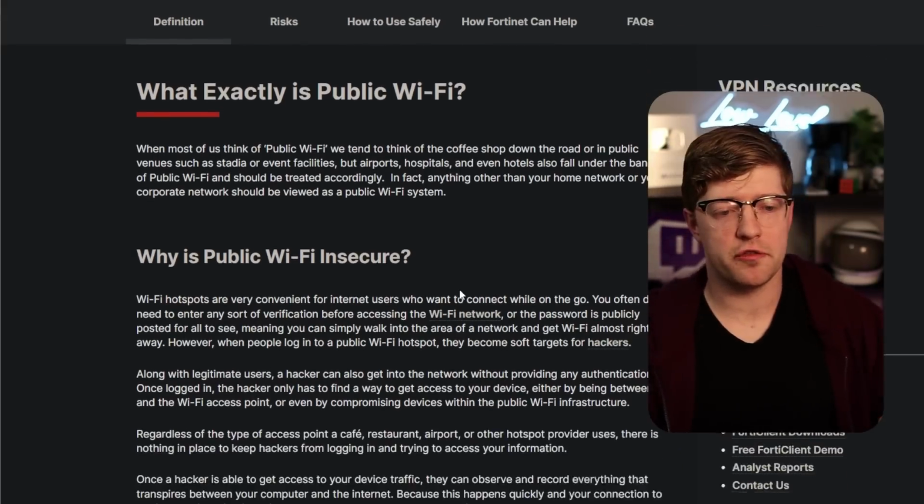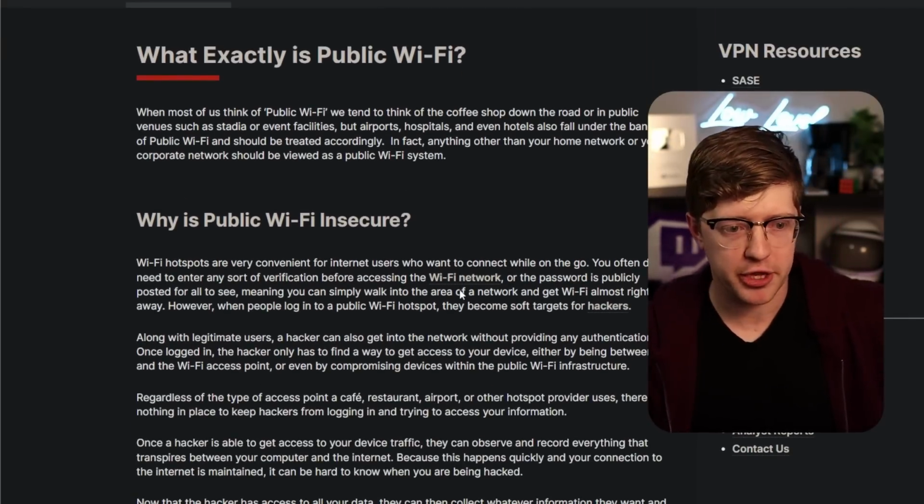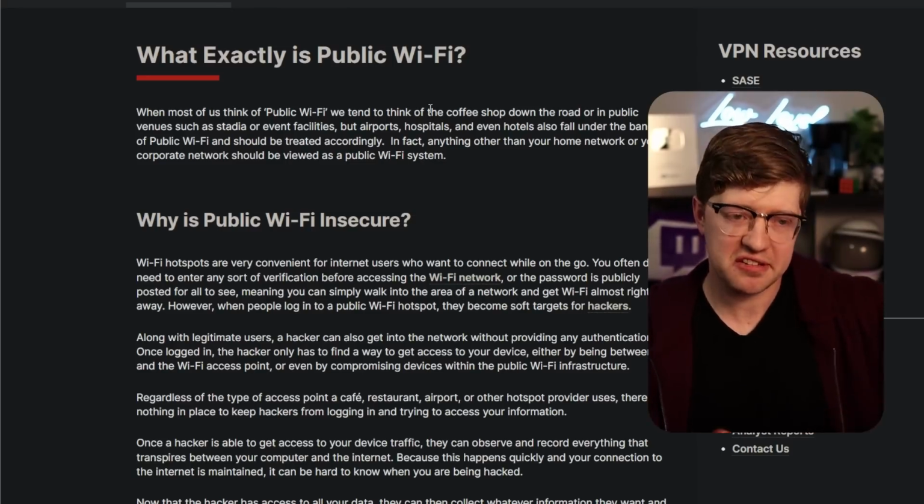Now, how is this different from connecting to an FBI van Wi-Fi network in public? That's dangerous, obviously, right? How is this different than that?